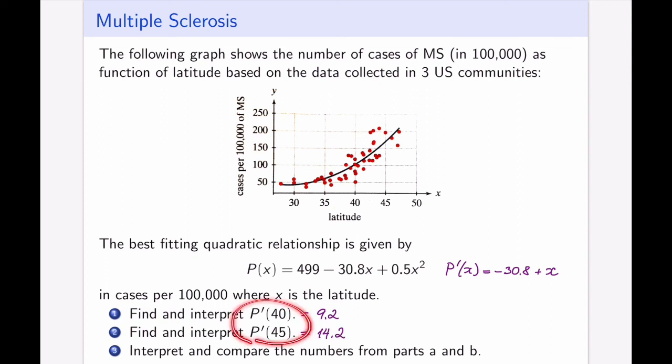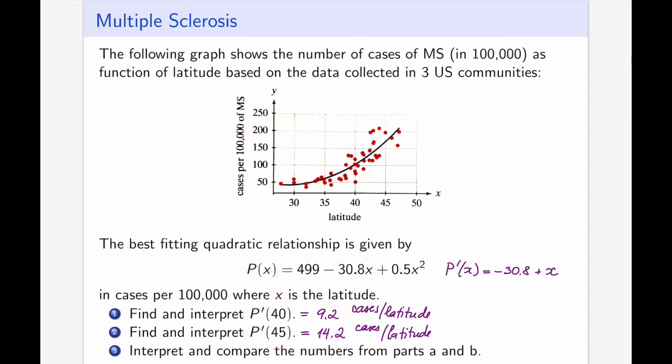What are the units of these derivatives? Remember the notation dp by dx, the rise over run, might be a little more conducive to thinking about units. The p units are cases in hundreds, thousands, and the x units are the degrees of latitude. So this will be number of cases, again in hundreds, thousands, but I'm not going to write that down, per latitude. Cases per latitude.